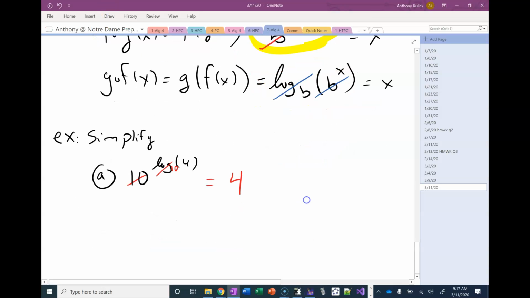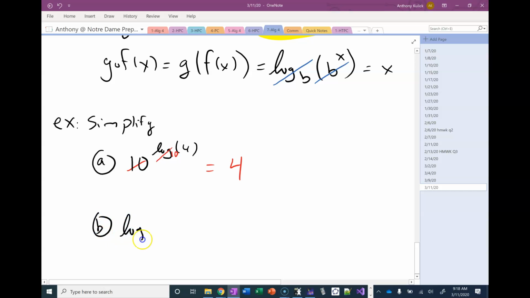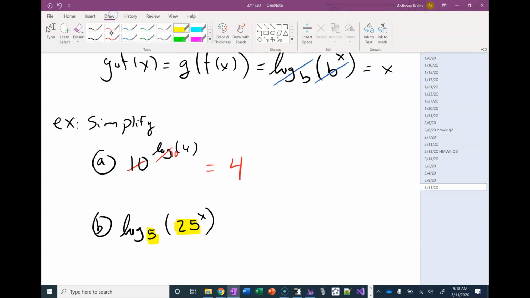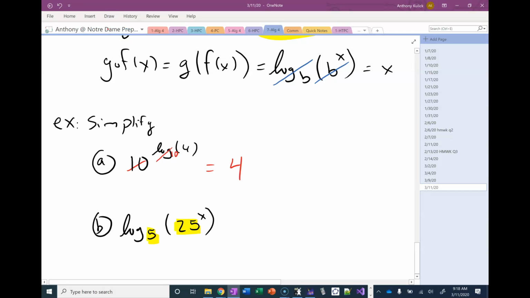Let's try something that's a little bit sneakier. What if we have log base 5 of 25 to the x? Can I cancel things right away as it's currently written? No. Why not? Well, the base of my logarithm doesn't match the base of my exponential. They're not the same number. Is there a way to rewrite one of them so that I can make them the same number?